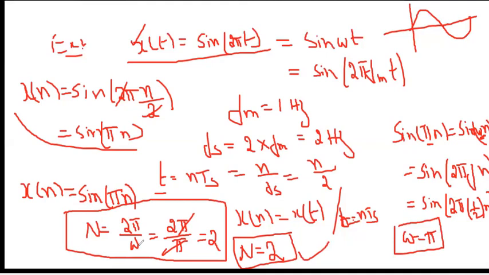Okay. The given continuous time function is converted into the discrete time function, and comparing with sine omega n, take the omega value and substitute it to find the fundamental period N is equal to 2. Okay, my dear students, N is equal to 2 pi by pi, that is equal to 2, for the given signal sine 2 pi into t.